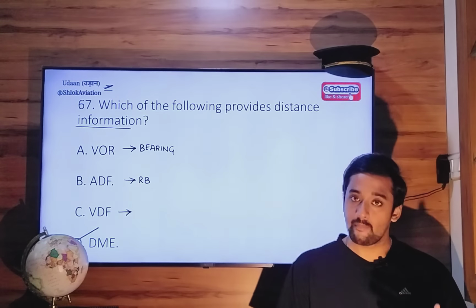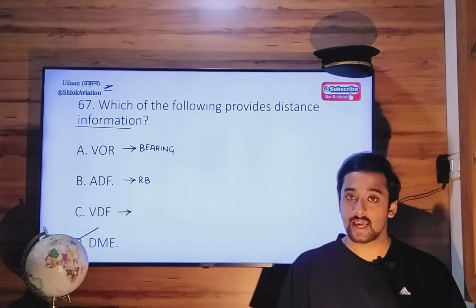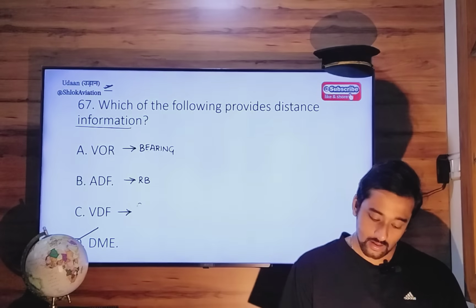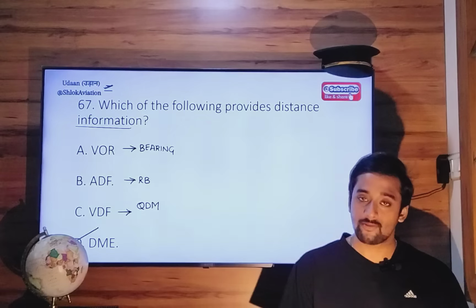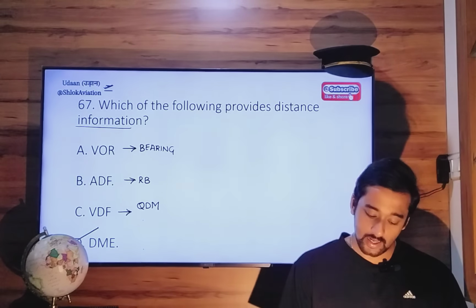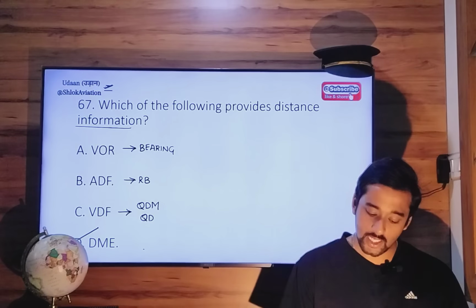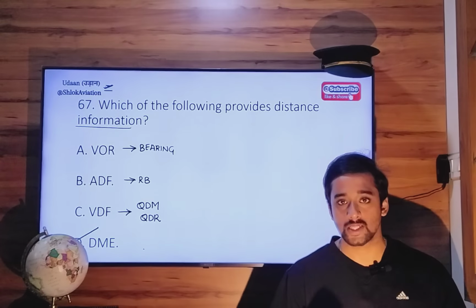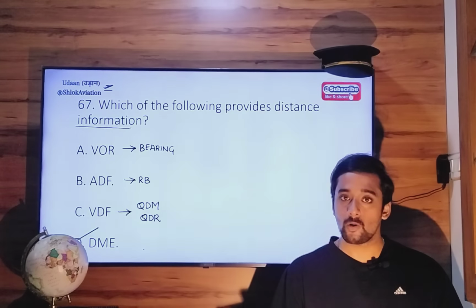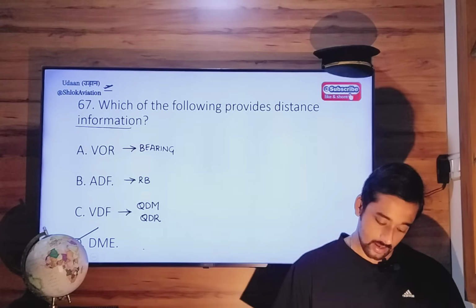Again, this facility can be used to get bearing and track your aircraft towards the station. We call it magnetic bearing to the station, or track it away from the station. We call it magnetic bearing away from the station, QDR. So the DME is the only instrument of these four which is capable of giving range or distance information.